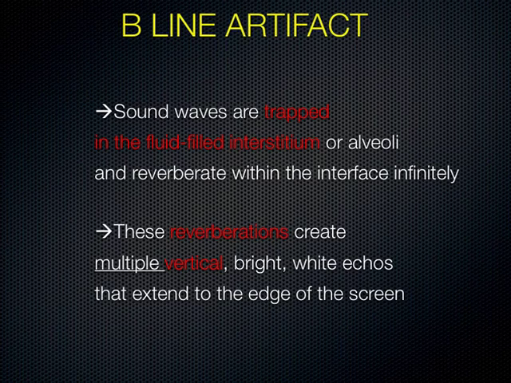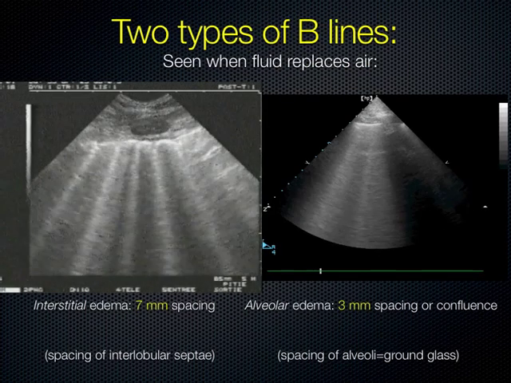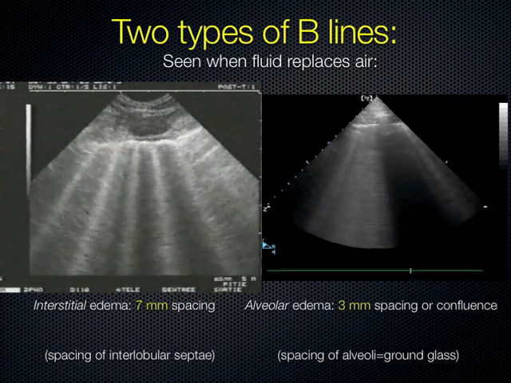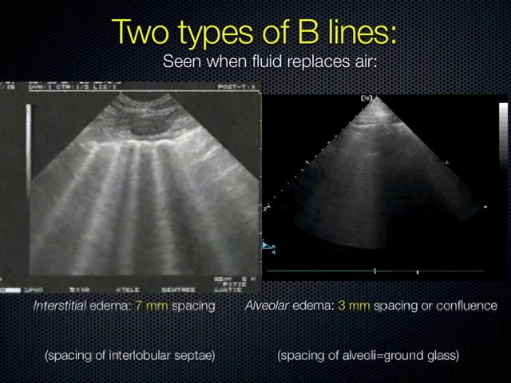So as the ultrasound beam reaches that interface and creates a reverberation, it creates multiples of this reflection, and therefore you end up with a comet tail. You'll see two different types or natures of B lines. One is the more gross appearance, which is what you're seeing on the left there. That is interstitial edema. Generally, that's fluid that's in the interlobular septi, but maybe not, but still it's fluid that's not normally in the lung.